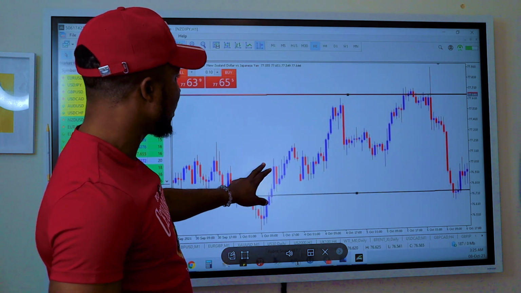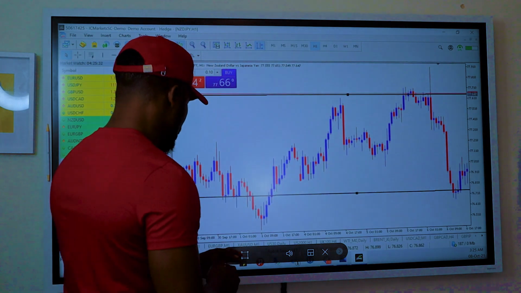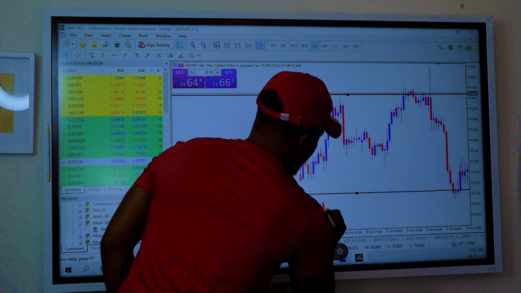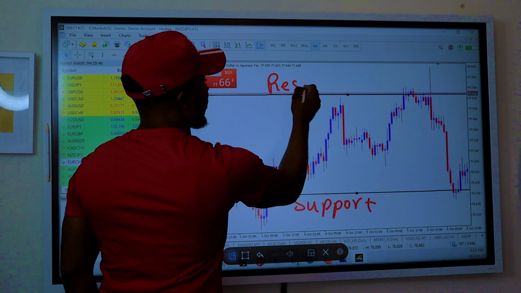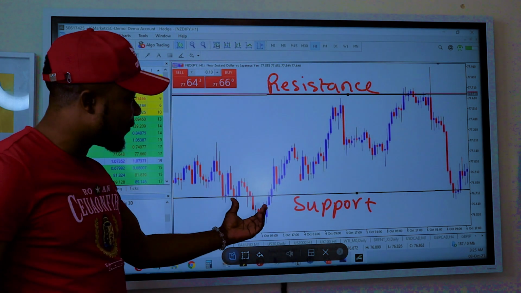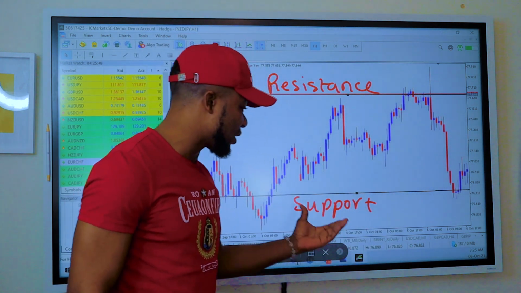And here you can see we had our support here. Here we'll have our support. This is our support here. And here we have our resistance, all right? We have our resistance here. The same levels are respected on this candlestick chart.